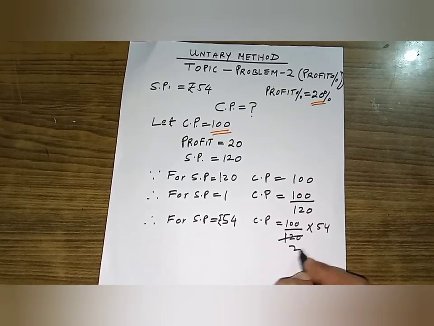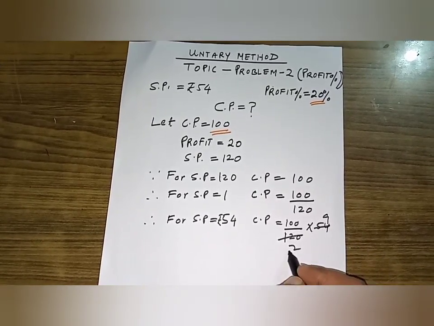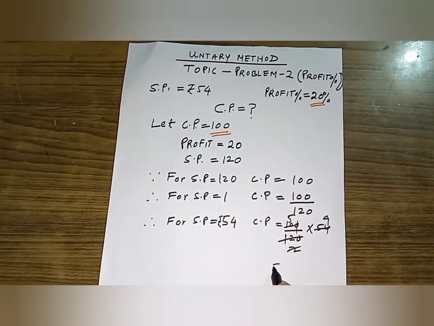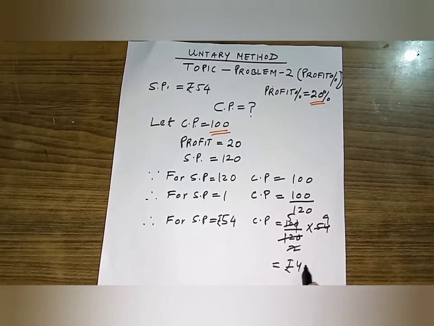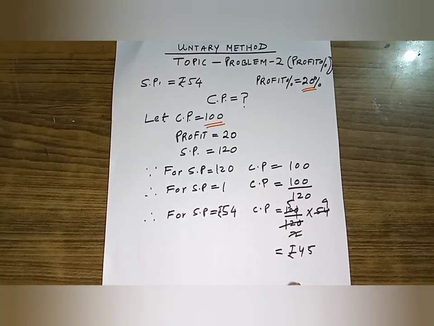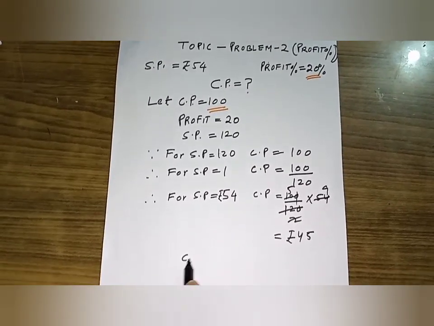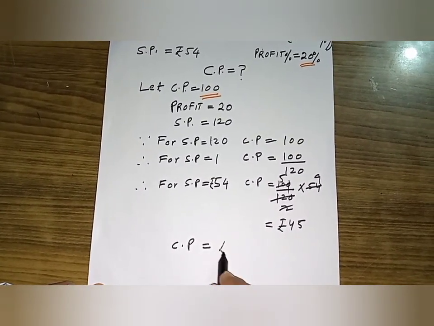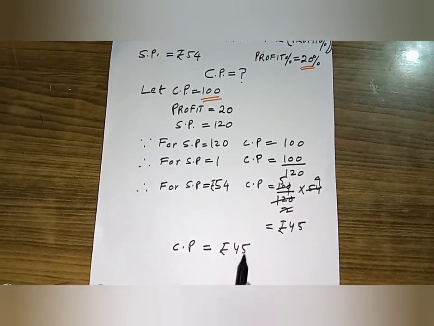6 is going to cancel 2 times, 9 times 2 is going to cancel this 5 times, and we get the answer rupees 45. So the CP which we were so concerned about is equal to rupees 45.